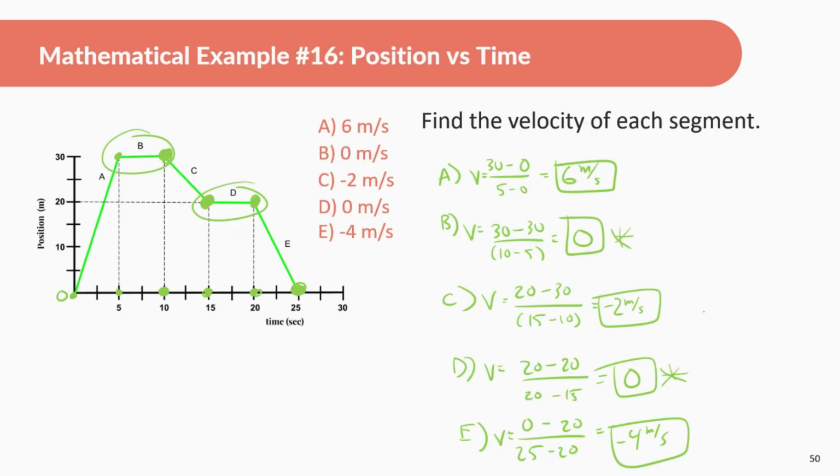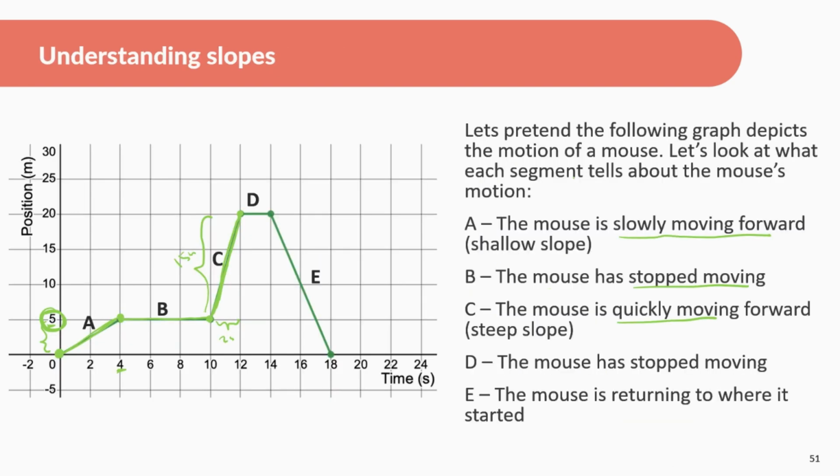And if we look at the other graph, for example, A, we can see that A has the steepest slope, and it is also going the fastest, 6 meters per second. Part D, again, same thing. It's at position 20 and stays at position 20. The mouse has stopped moving.